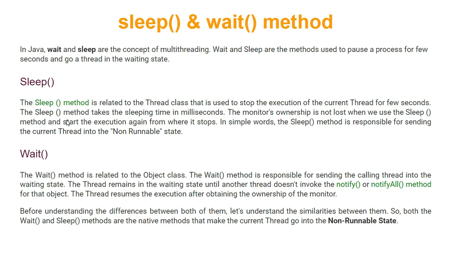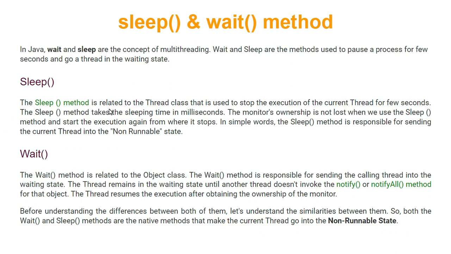So let us start. In Java, wait and sleep methods are concepts of multi-threading, as we know. Wait and sleep are methods used to pause a process for a few seconds and put the thread in the waiting state. So what will happen is we are trying to pause our current running thread with the help of the sleep and wait methods for a few seconds. Let's understand the difference between them.